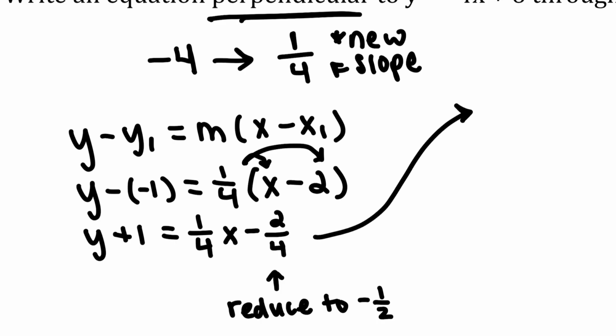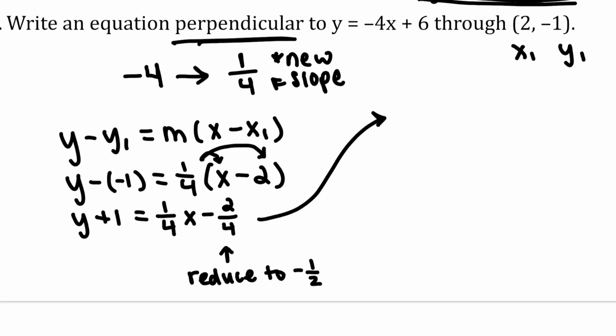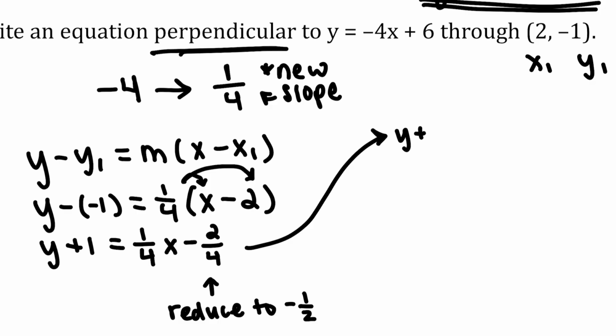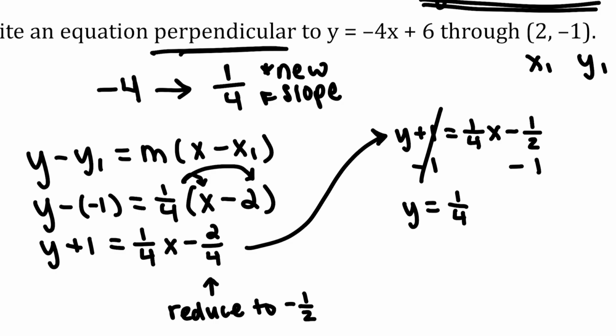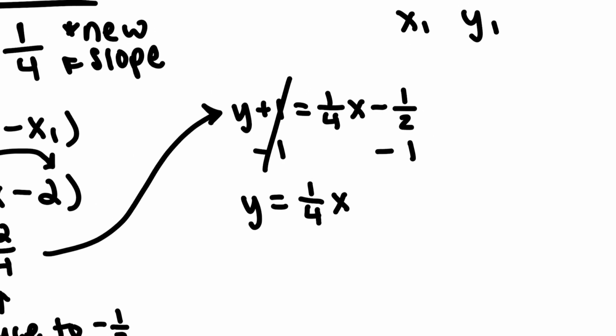And now what I'm going to do is I'm going to move this problem up here and I'm going to keep working on it. And instead of writing 2 over 4, I'm now going to write 1/2 in place of it, okay? So we have y plus 1 is equal to 1/4 x minus 1/2, because I've now reduced that fraction. Now I'm going to subtract 1 from both sides to get rid of that 1 that is next to the y. So we have y equals 1/4 x. Now we have negative 1/2 minus 1. So negative 1/2 minus 1 is going to end up being negative 1 1/2.